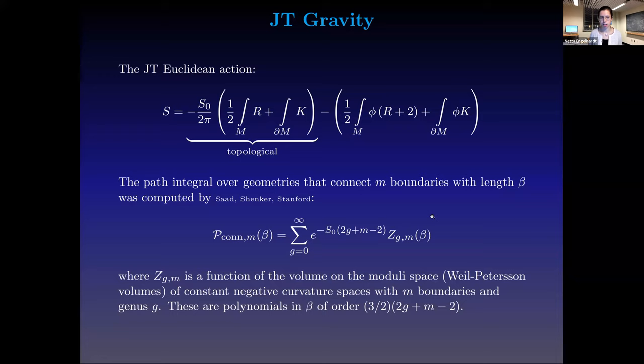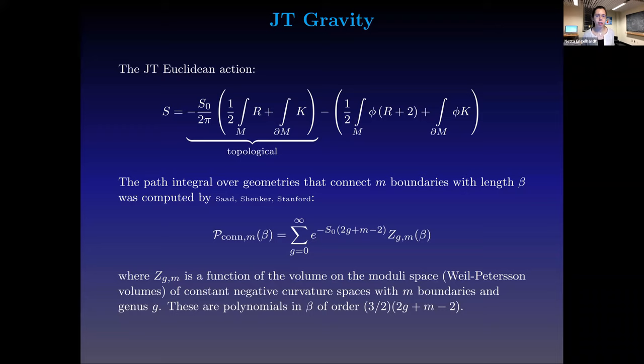And they have this beautiful formula for the path integral that again connects M boundaries of length beta. Here, V_{g,M} is a function of the volume on moduli space of constant negative curvature spaces with M boundaries and genus g. So these are polynomials in beta, and they have this order. So this is the basic setup, and again, we relied very heavily on the Saad, Shenker, Stanford paper.